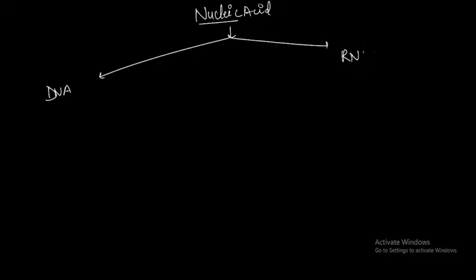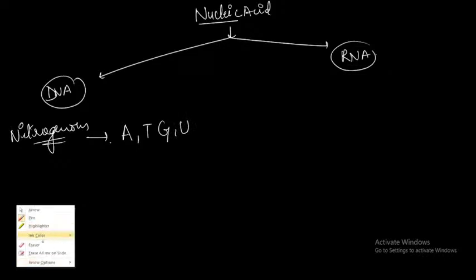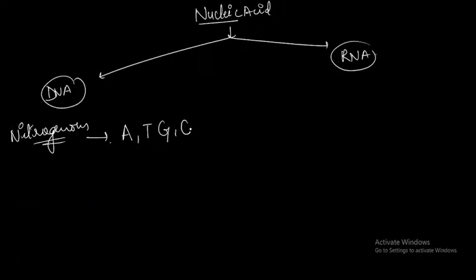Yeah, so when you look into the nucleic acid, majorly we have first thing as the DNA and the second thing as the RNA. So in the DNA, which are the nitrogenous bases that we have? In the DNA there are 4 nitrogenous bases: adenine, thymine, guanine, and cytosine, right?